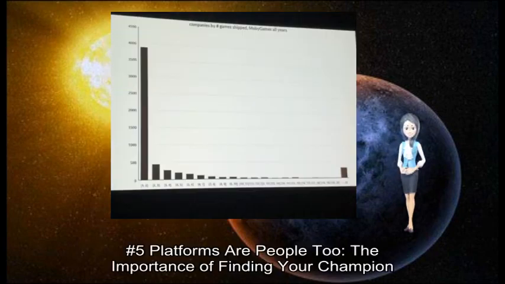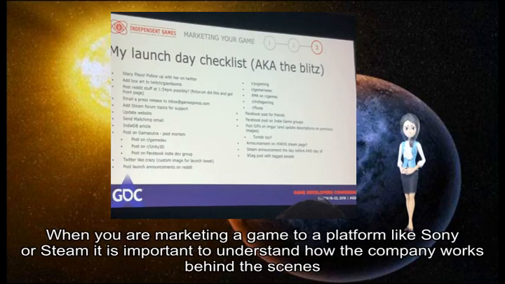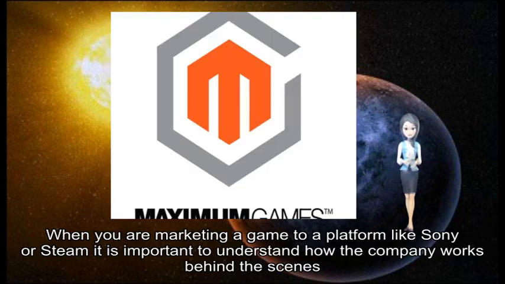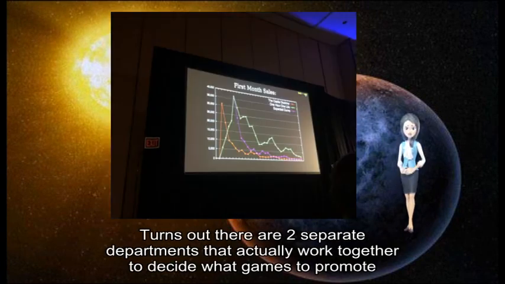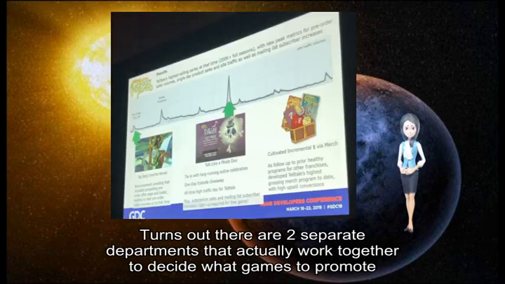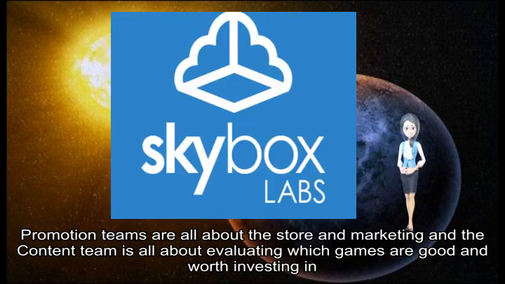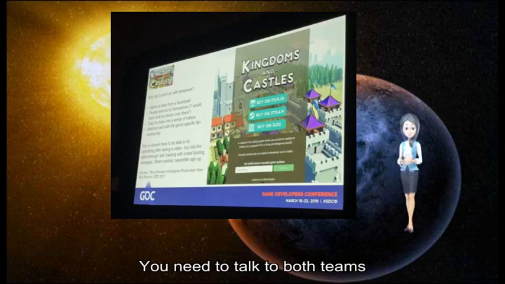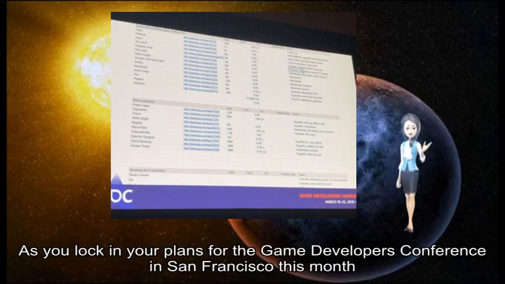7. Platforms are people, or the importance of finding your champion. When you are marketing a game to a platform like Sony or Steam, it is important to understand how the company works behind the scenes. Turns out there are 2 separate departments that actually work together to decide what games to promote. Promotion teams are all about the story and marketing and the content. The other team is all about evaluating which games are good and worth investing in. You need to talk to both teams.